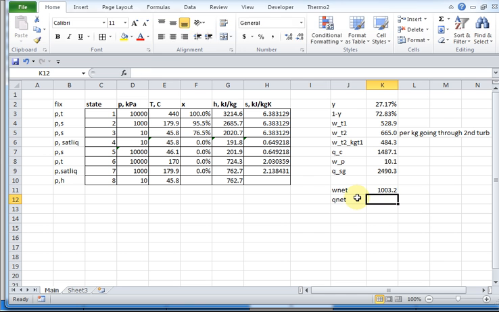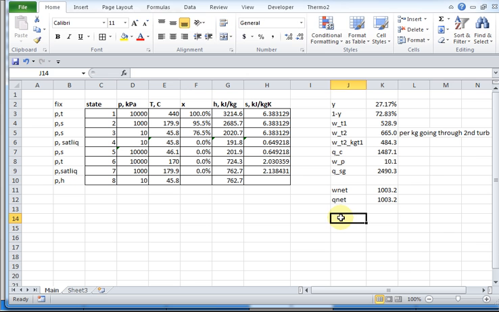How about Q net? And they better equal or I better look for an error. Because, yep, that's what it is. So it's going to be the Q in minus the Q out. And they agree. And kind of funny that it agrees to a lot of digits, doesn't it? It's nice to see.